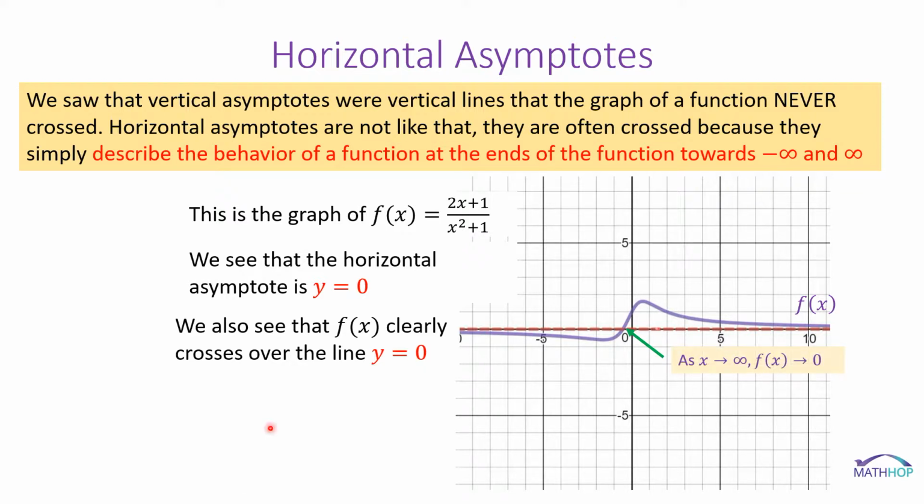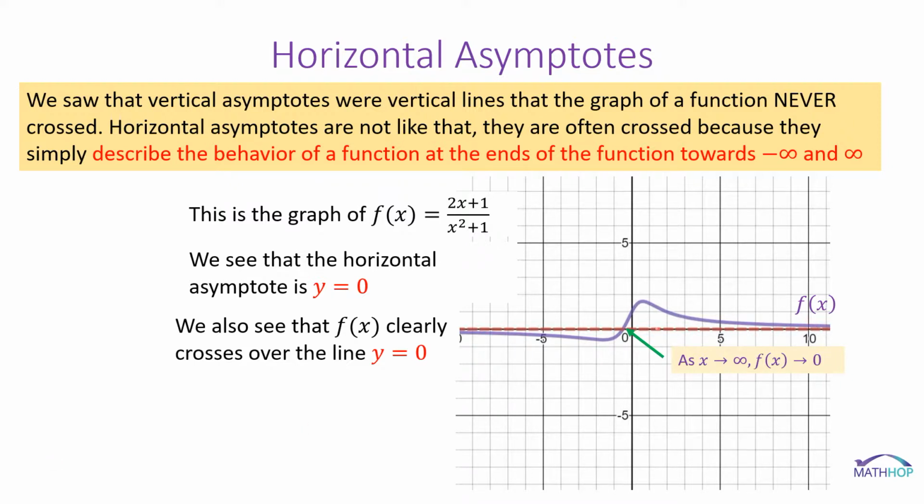Well, as x, and if we don't know what this mathematical language means, let's learn it now. X approaches, that's what this right-hand arrow means. As x approaches infinity, the graph, or f of x, or the function, approaches 0. And that's clearly what's happening. To the right of 0, as x gets closer and closer to infinity, the function gets closer and closer to 0, never crossing it.